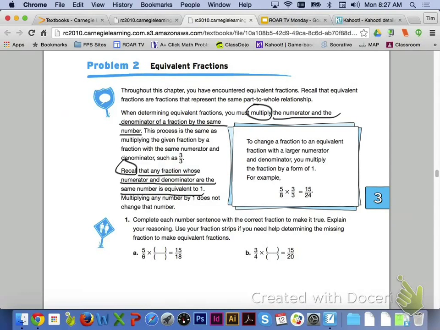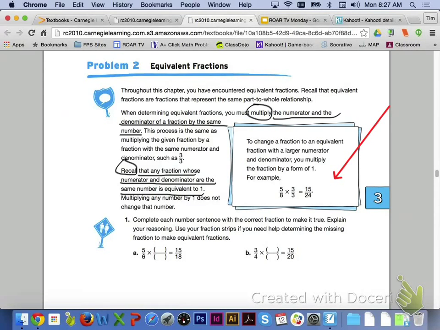We are going to start lesson 3.5 with problem 2 on page 155. Throughout this chapter you have encountered equivalent fractions. Recall that equivalent fractions are fractions that represent the same part-to-whole relationship. When determining equivalent fractions, you must multiply the numerator and the denominator of a fraction by the same number. This process is the same as multiplying the given fraction by a fraction with the same numerator and denominator, such as 3/3. And we'll take a look at that example here in a second.